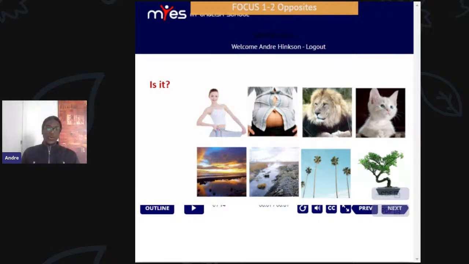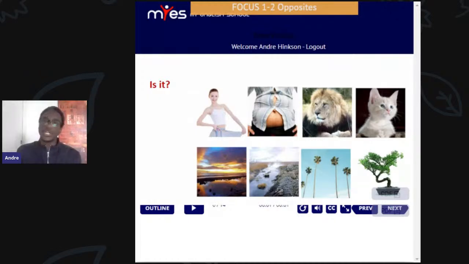Excellent, Tonio. So it is tall. So yes, it is tall, but it isn't short. Good. But remember, if you give the positive answer, you don't need to use another negative. You don't have to use the negative. So are they tall? Yeah. Are the palm trees tall? So we have to use the plural. Yes, they are. So the answer would be yes, they are.